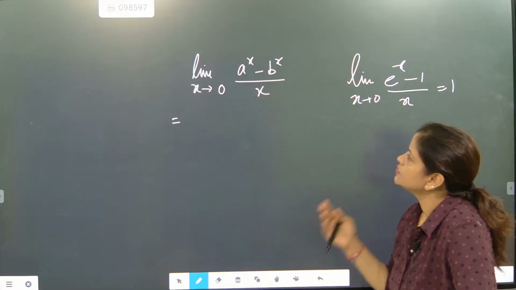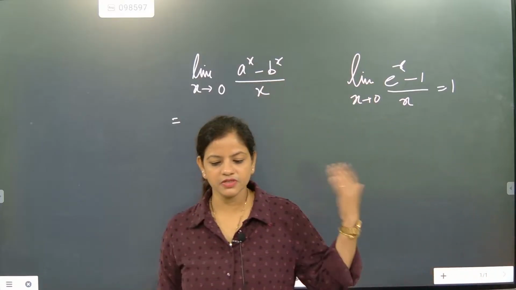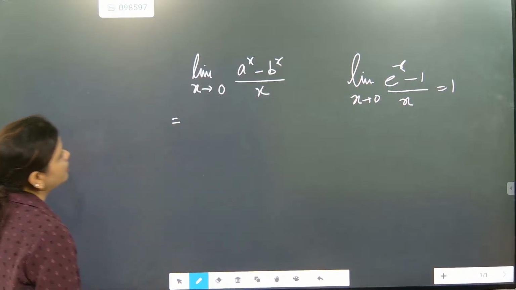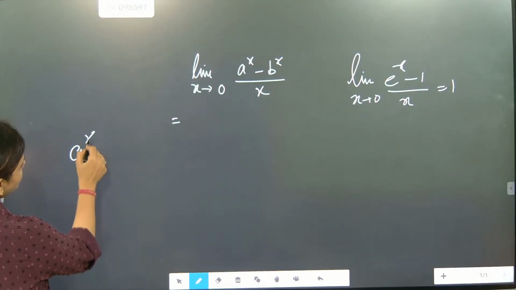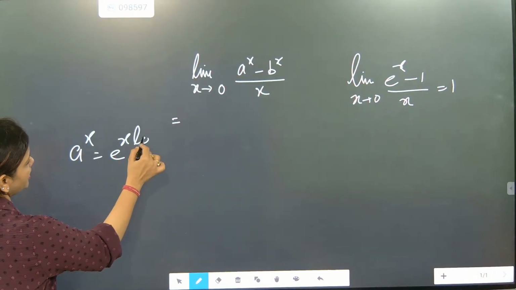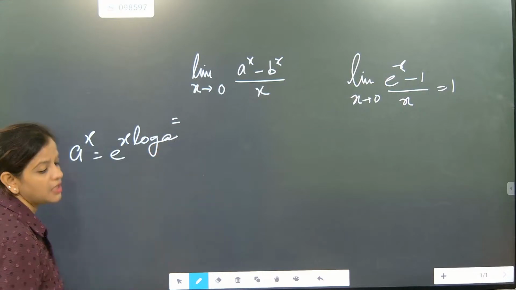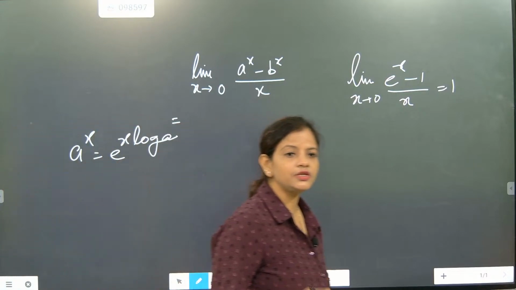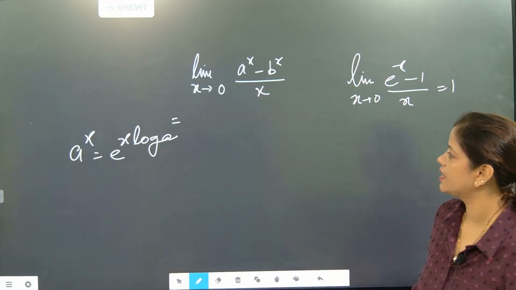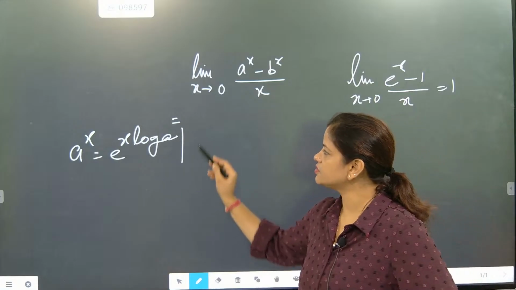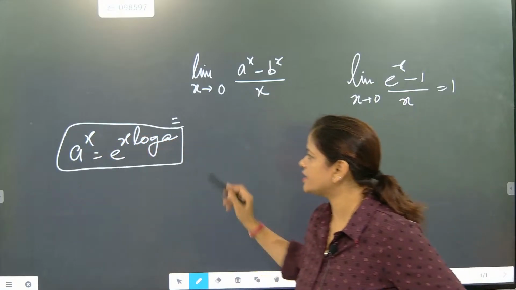Correct now? So we will convert it. If it is not there, what then? We can't solve it? No. We can convert, because a to the power x is e to the power x log a. This is a formula only. A to the power x is e to the power x log a. Always remember this formula. This is the shortest door to enter exponential.